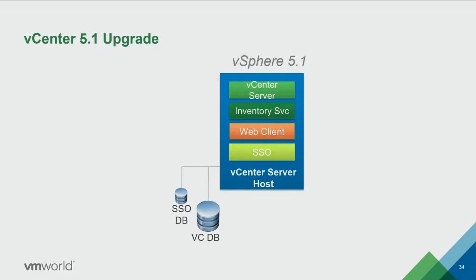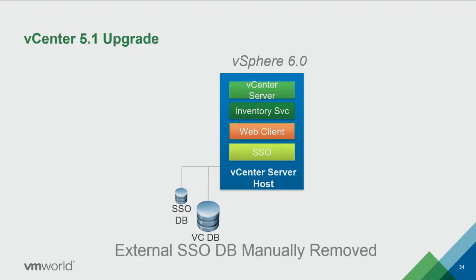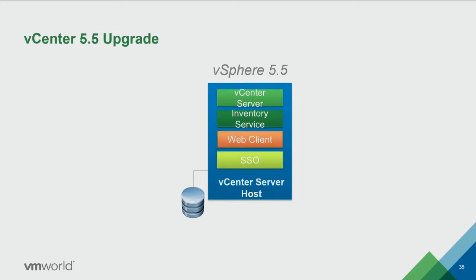For 5.1, you had an infrastructure that looked like this. You would then upgrade your 5.1 system to 6.0, and you would end up with the new versions of all the components. But you would have to go through the additional manual step of removing your external SSO database. For 5.5, you would upgrade from your 5.5 system to 6.0, and there's no architectural change. There's no real gotcha here.